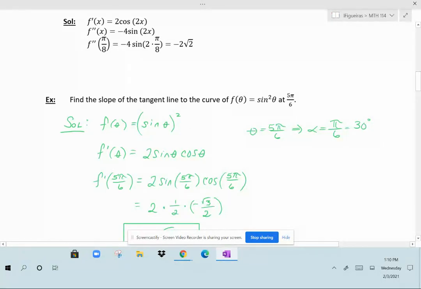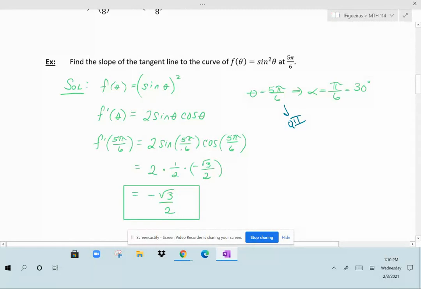Now I'm ready to evaluate it at 5 pi over 6. 5 pi over 6 has a reference angle of pi over 6, which is a 30-degree angle. So again, that's one we should know. 5 pi over 6 is in quadrant 2. So we need to know that as well so that we know what sign, what plus or minus to put in front of these answers.